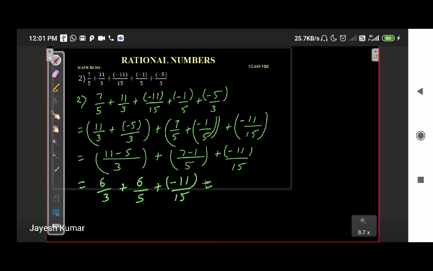Before the question ends, let me remind you. If you are done with the first and second exercise, then it is good. Otherwise, today you have some time again. Complete the questions of the first and second exercise out of your book.